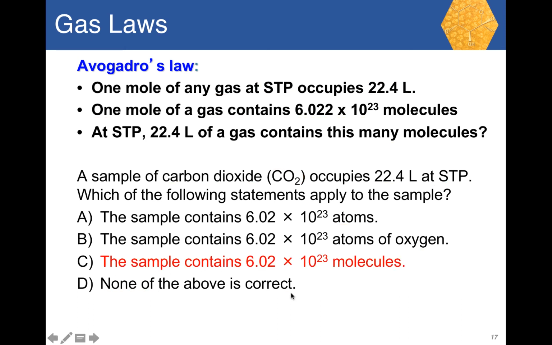Let's see what I got. And this one here is the most reasonable, because we have molecules of CO2. We do not have atoms of carbon or oxygen, but molecules of CO2. So think through your questions carefully, analyze them carefully, and visualize them, even if you have to, and then make a decision or conclusion.